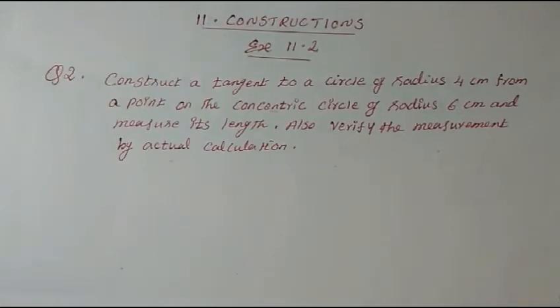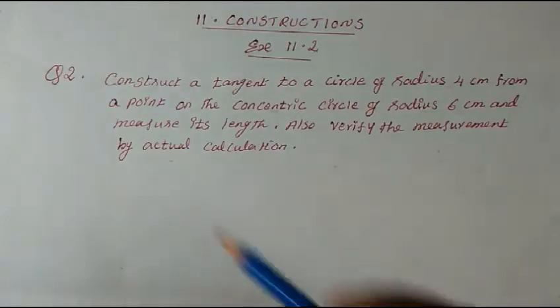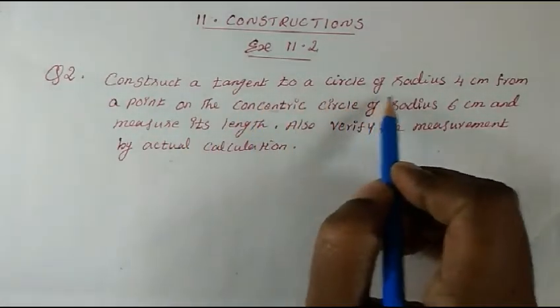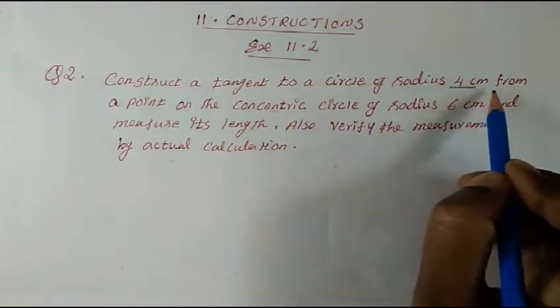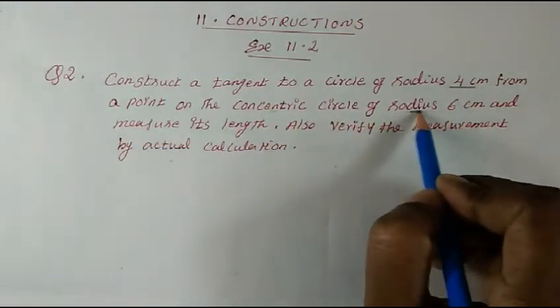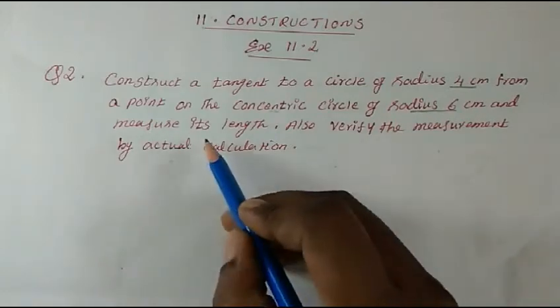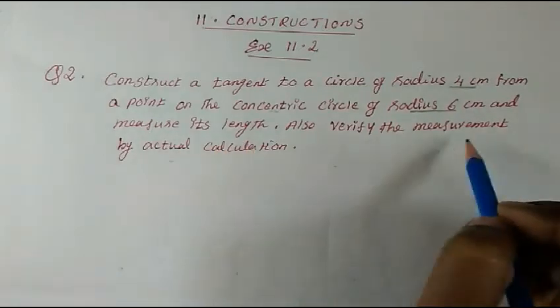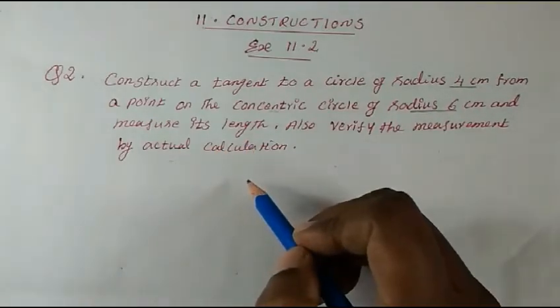Today we are going to study chapter 11 constructions, exercise 11.2, question 2. Construct a tangent to a circle of radius 4 centimeter from a point on the concentric circle of radius 6 centimeter and measure its length. Also verify the measurement by actual calculation.